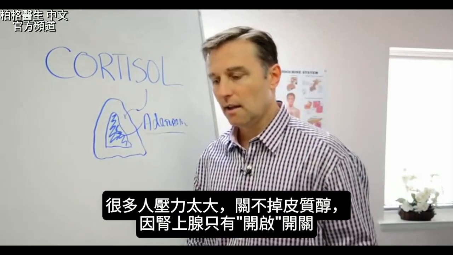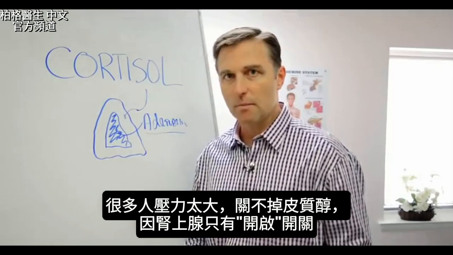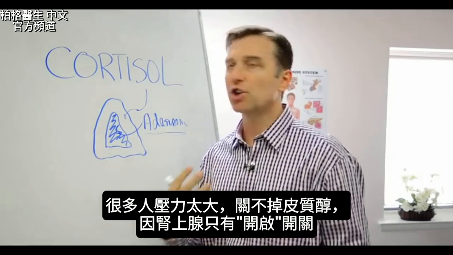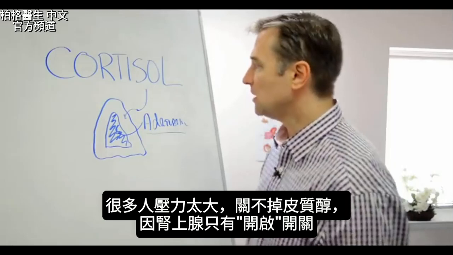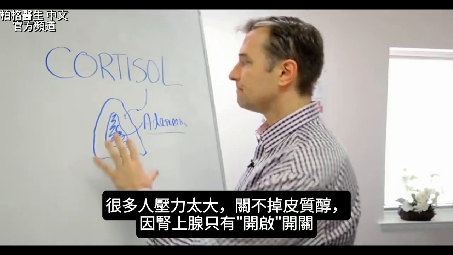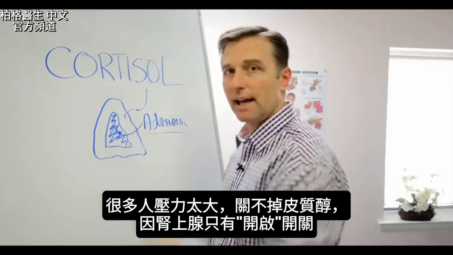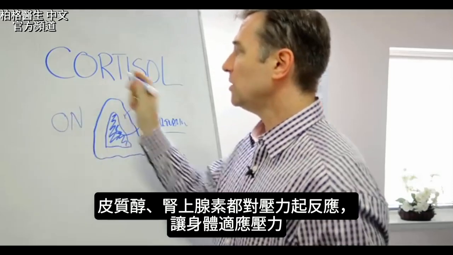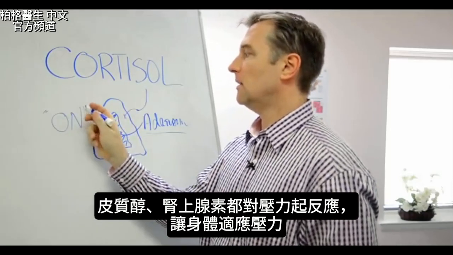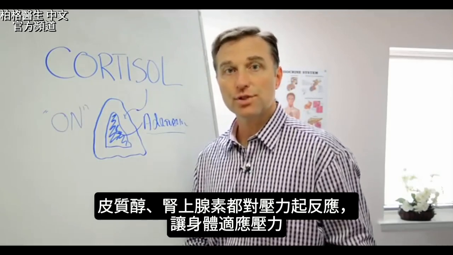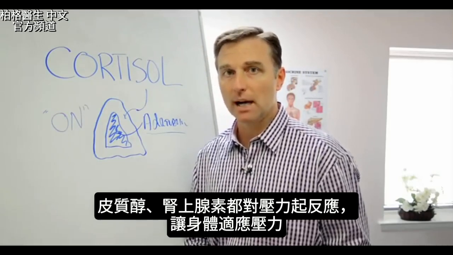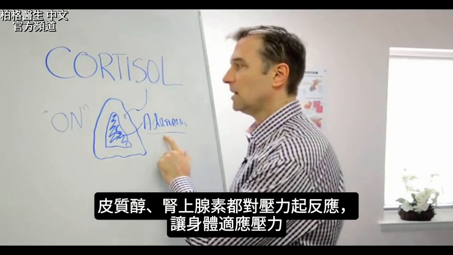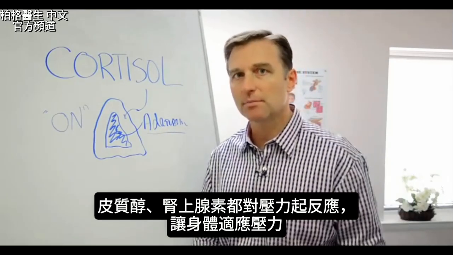So the thing is, a lot of people are stressed out and they seem to not be able to get rid of stress. They can't seem to turn off cortisol. And that's primarily because the adrenal gland only has an on switch. See, cortisol is a hormone that reacts to stress and adapts the body to stress states. Okay? And the same thing with adrenaline. It reacts to stress and it adapts the body to stress states.